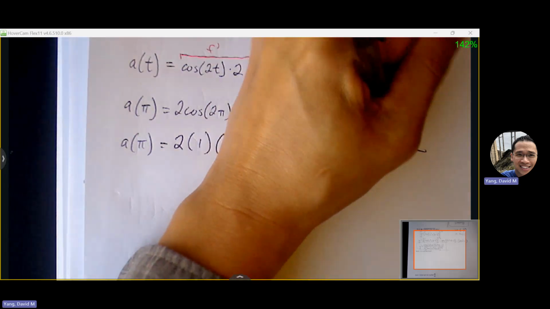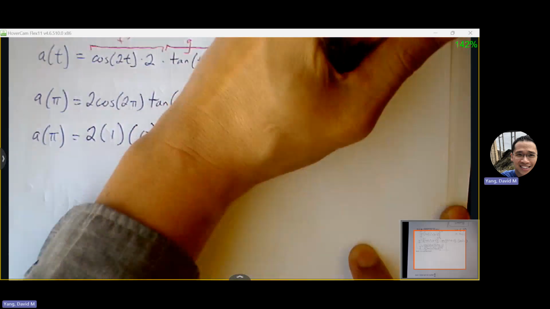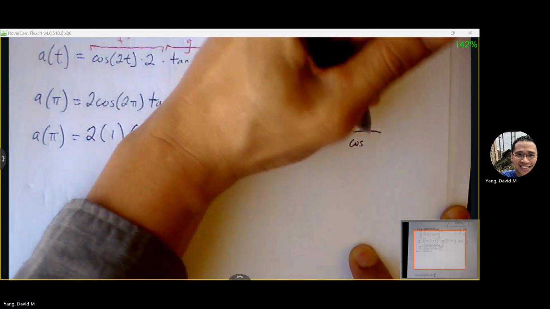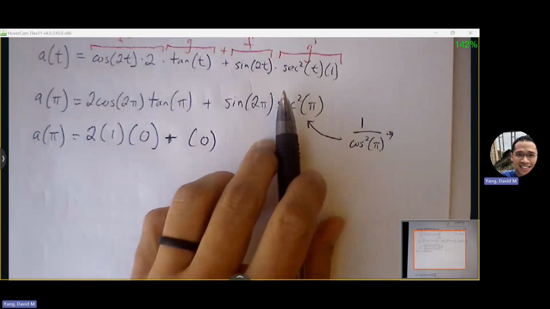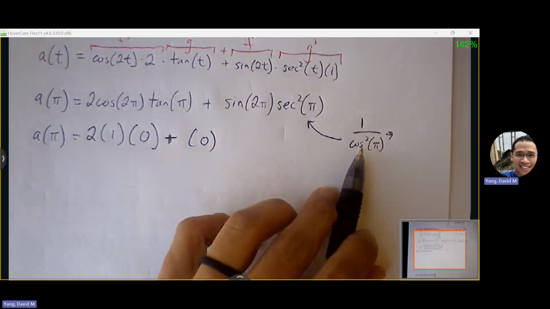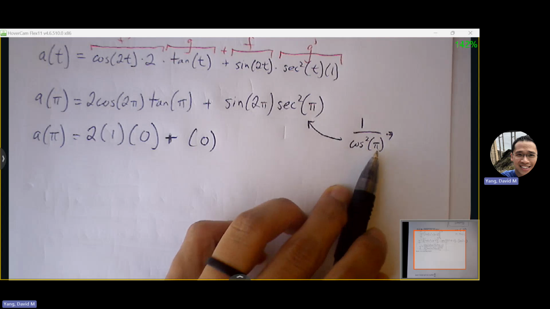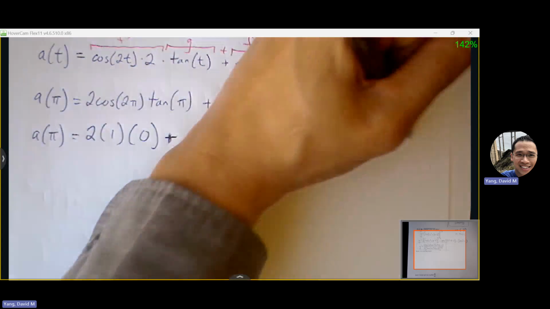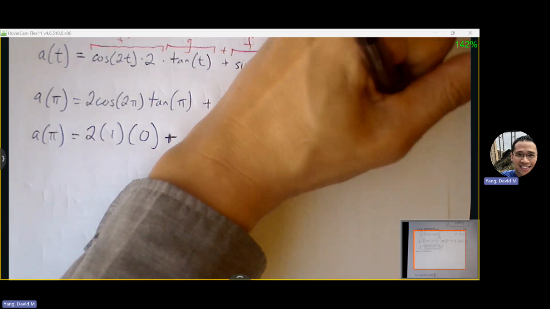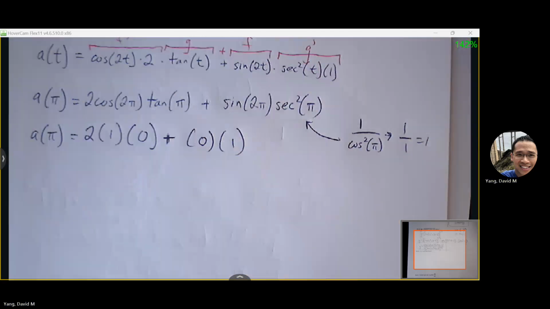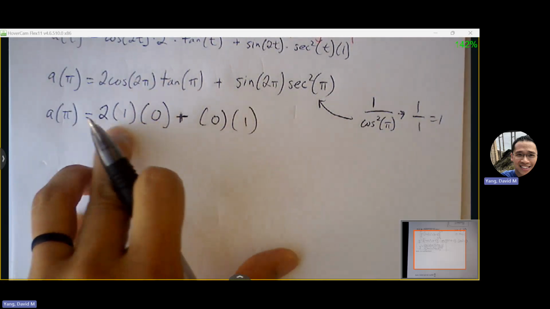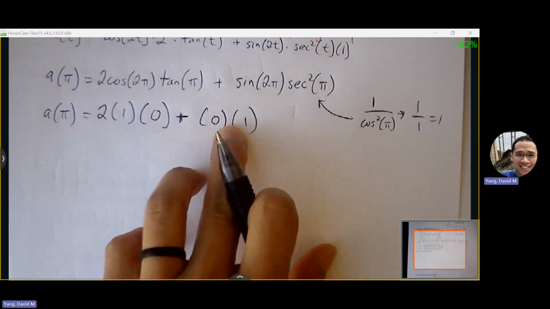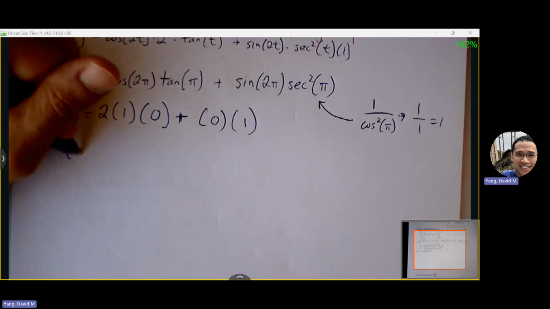And the secant squared of pi, if you're unfamiliar with secant, you can always convert it into something that feels more familiar, which is cosine, right? You can always flip cosecant and secant into sine and cosine. Cosine of pi feels more familiar. Cosine of pi is -1. -1 squared is going to be 1, so that's just 1 over 1 is still going to be 1. But everything's going to end up zeroing out here because that tangent is going to force a 0 here, and the sine of 2 pi will force a 0 here. So a of pi is just going to be 0.